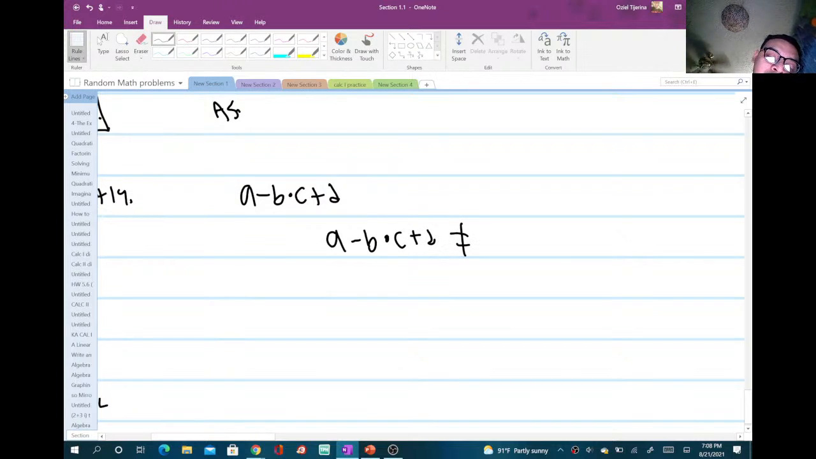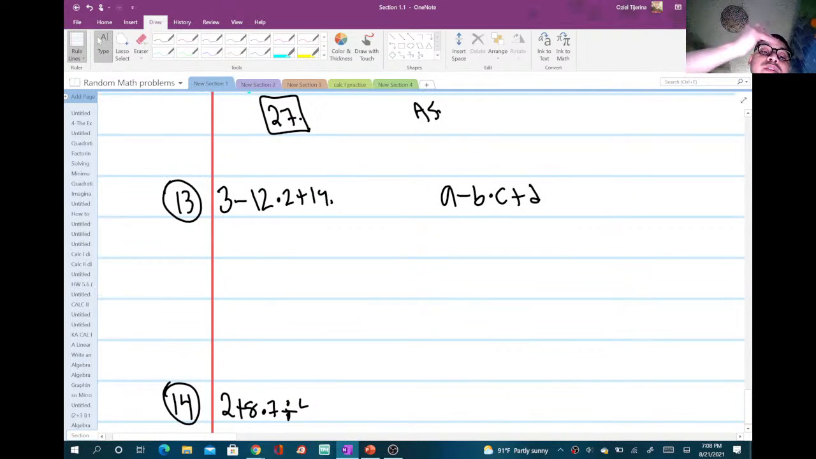So basically what I'm saying here is A minus B times C plus D is not the same as A minus B, then times C, plus D. You can't say that. This is not what it is saying. The 2 is being multiplied to the 12. It is not being multiplied to 3 minus 12. That is why you have to be careful.